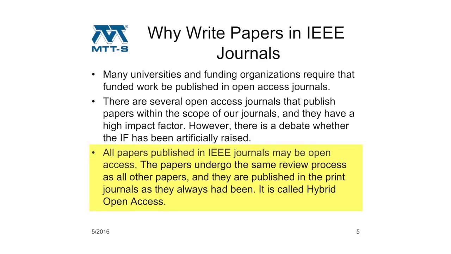IEEE journals are all open access. You may not have known that, but if you pay an open access fee, no matter who you are in the world, no matter what society you belong to, your paper can be open access. So if you really have to publish open access, send it to our normal journals and just say you want it to be open access, you pay a fee. It's about comparable to the page charge fees that you normally would have paid anyway, and your paper will be open access.